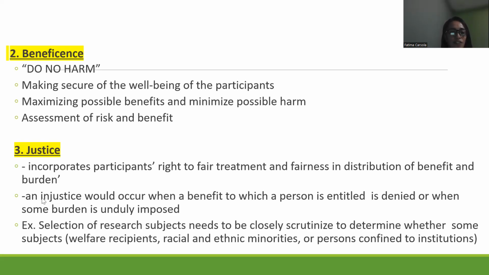The third one is justice. This incorporates participants' right to fair treatment and fairness in distribution of the benefit and burden. According to the Belmont report, an injustice would occur when a benefit to which a person is entitled is denied, or when some burden is unduly imposed. As an example, selection of research subjects needs to be closely scrutinized to determine whether some subjects are selected because they are racial and ethnic minorities, or persons confined to institutions, or welfare recipients.